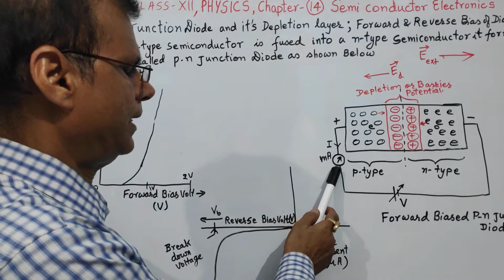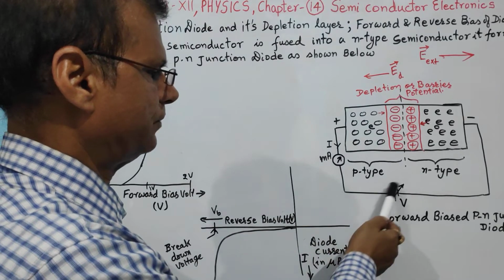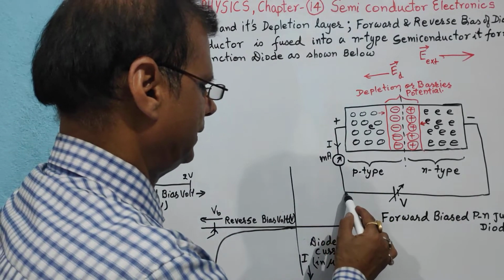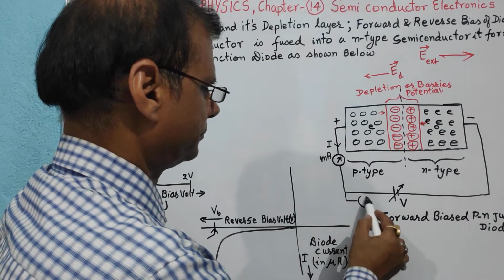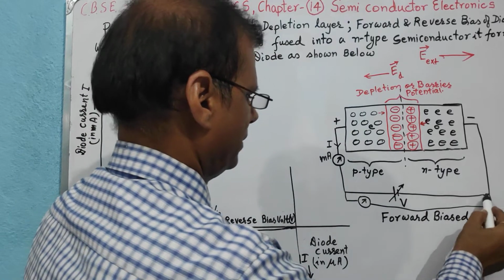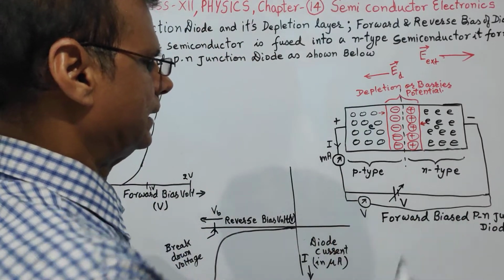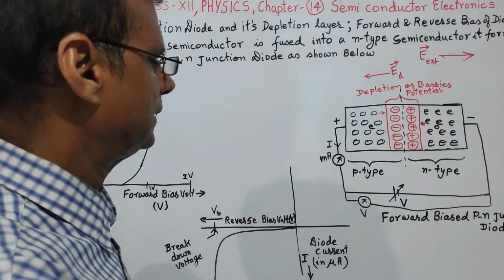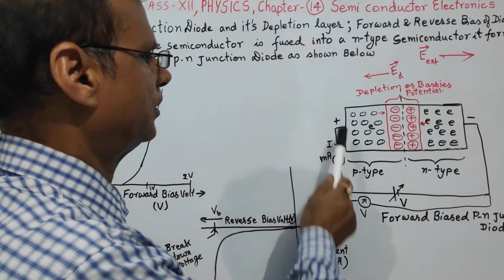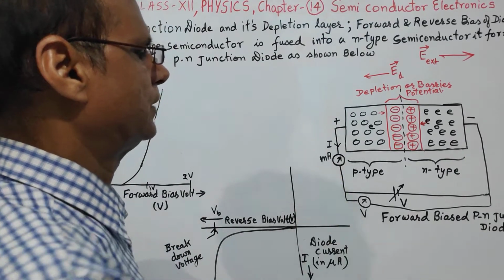Means if we have an ammeter connected over here, of course you can attach a voltmeter connected over here. If we have an ammeter connected over here and you have a voltmeter connected over here, you will see that no current will flow so long as the forward voltage applied is less than 0.6 volt.